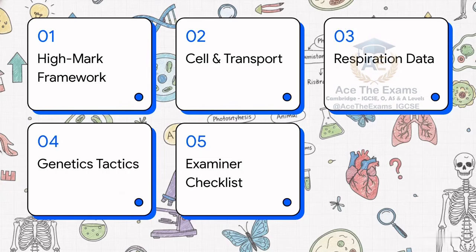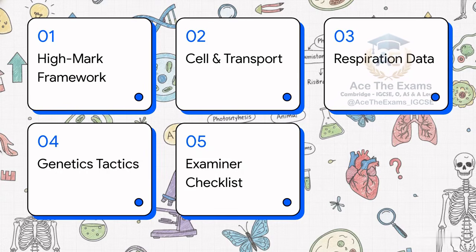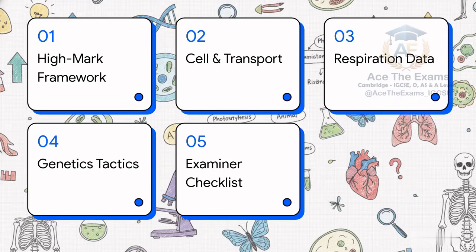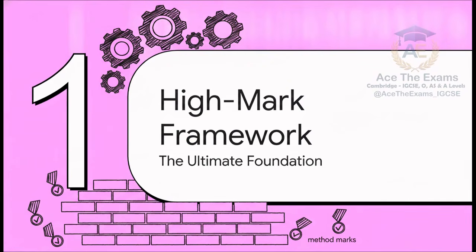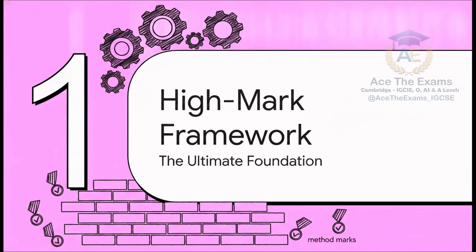So, here's our roadmap for today. We've got the Highmark framework, core cell and transport strategies, mastering respiration data, genetics and bioinformatics tactics, and finally, your final examiner checklist. All right. Section 1, the Highmark framework. Let's get right into the ultimate foundation for securing what examiners love to call your method marks.